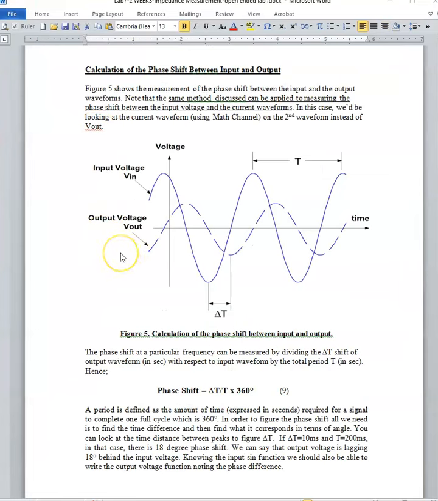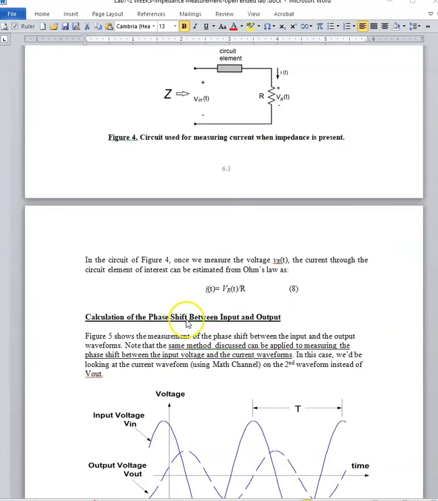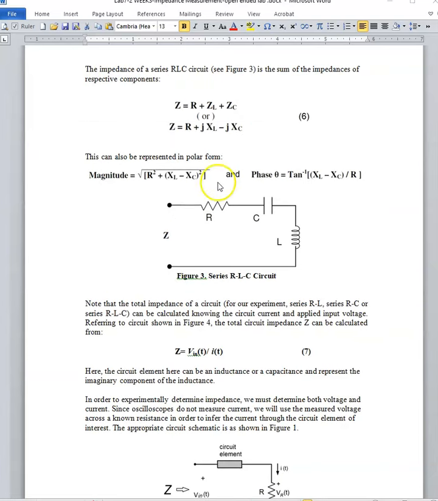For your circuit, you may want to calculate the phase shift between the input voltage and the circuit current. So the second waveform might be the resistor voltage, which in turn gives you an idea of the current waveform. You might want to just select this resistor voltage as your output, and then what you're doing with the output waveform is basically measuring the current waveform.